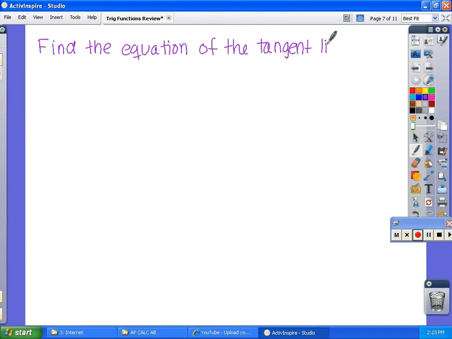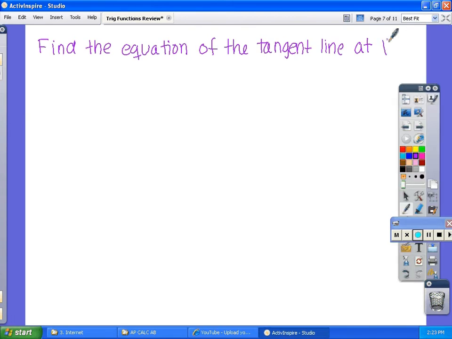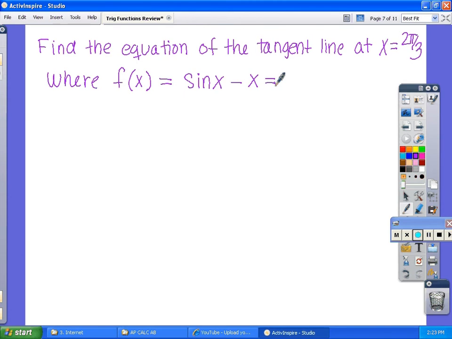at x equals 2 pi over 3, where f of x is equal to the sine of x minus x. So there's our function. f of x is equal to the sine of x minus x.